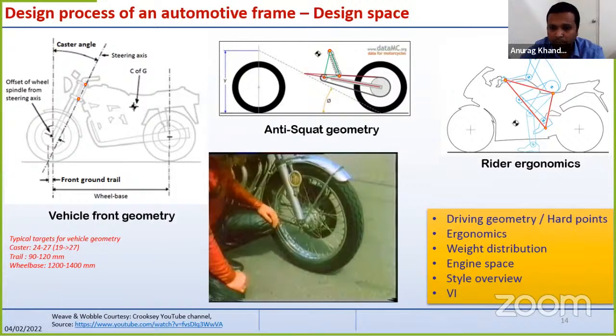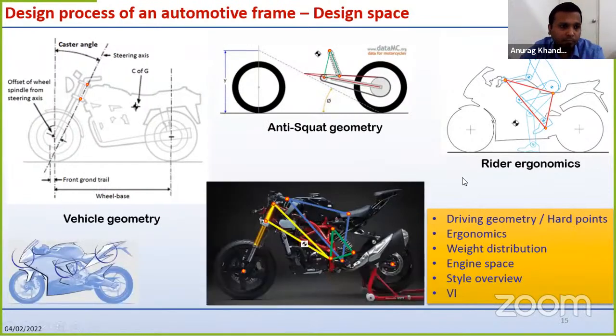Going forward, all these points that you see here actually create the hard points for the frame. So two points here, then the swing arm point, the suspension point, and the ergonomic points are taken as the hard points. I try to put it in this image. These points create the hard points of the frame geometry, and this creates the basic layout of the frame.